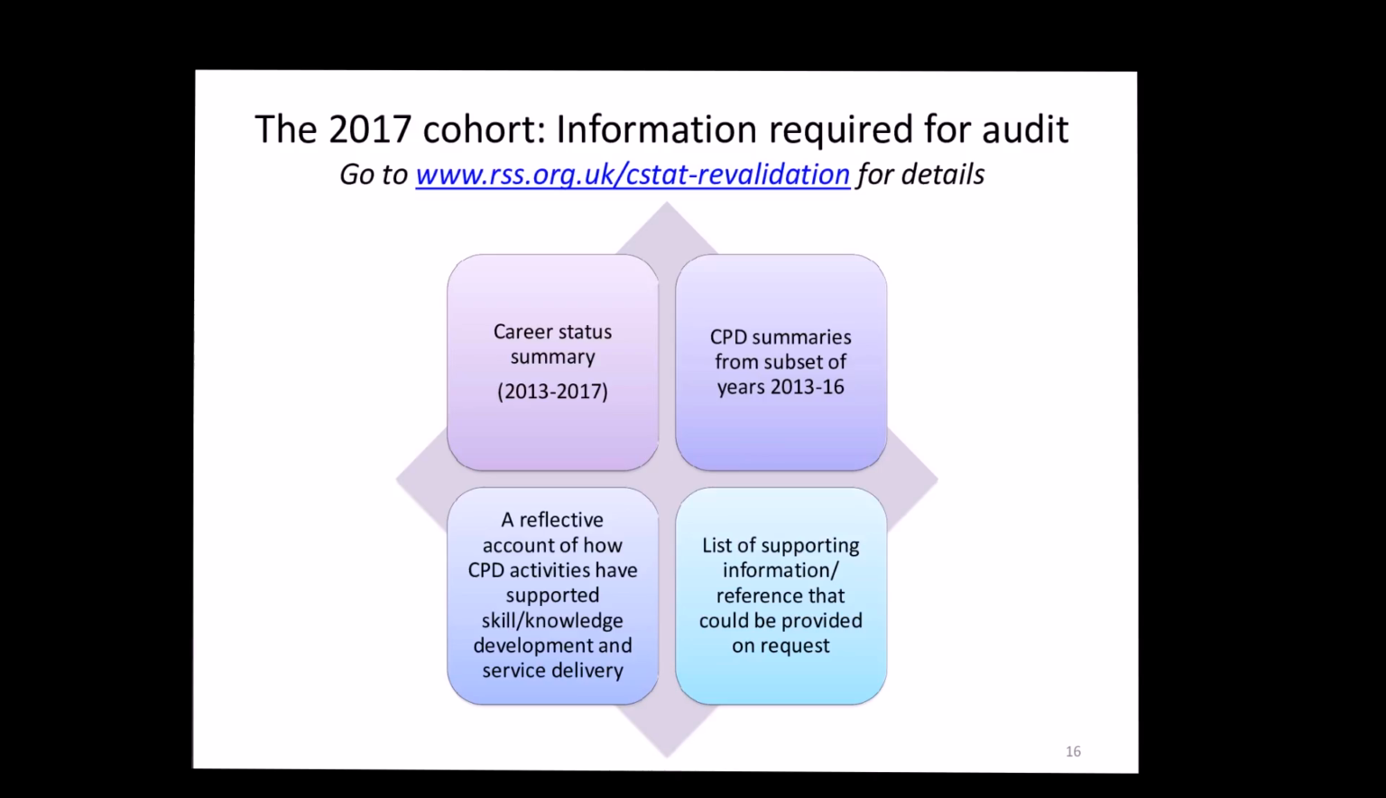And the bottom right panel then, finally, we ask for a list of supporting information that could be provided to clarify or confirm the information that you have given. And note at this point, we just ask for a list of it. We don't ask you to provide it. It's just so we're aware of what we could ask for if necessary.